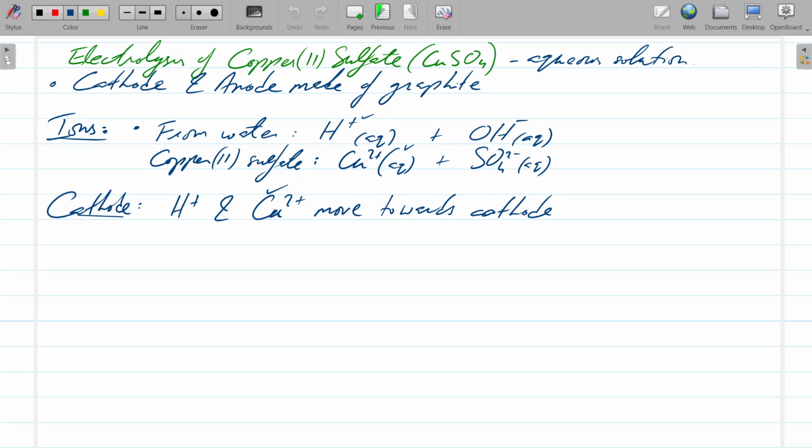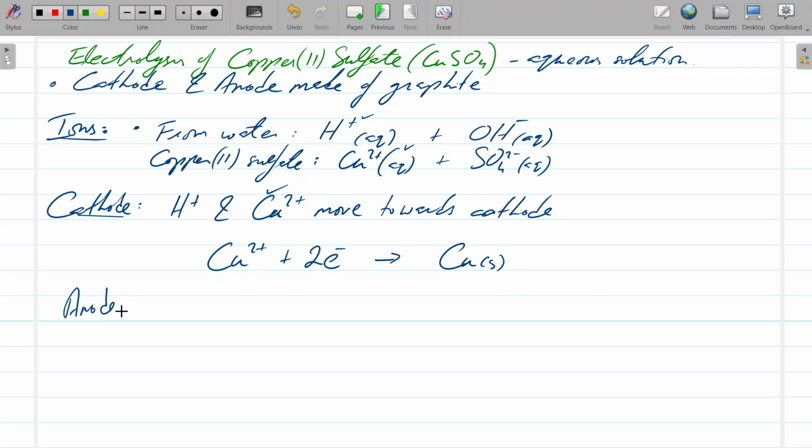And so what you're seeing is Cu2+, and it's going to gain 2 electrons and give you copper atoms. And so what you will notice is copper being deposited at the cathode, to start forming a coat over the graphite cathode. Now, what's happening at the anode?